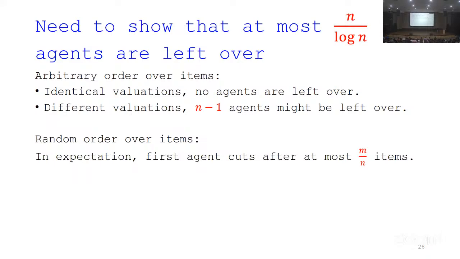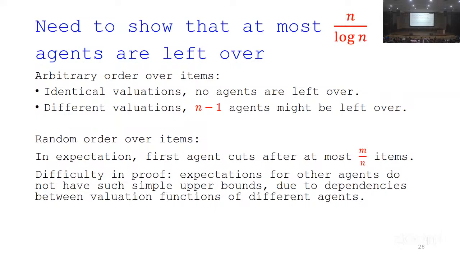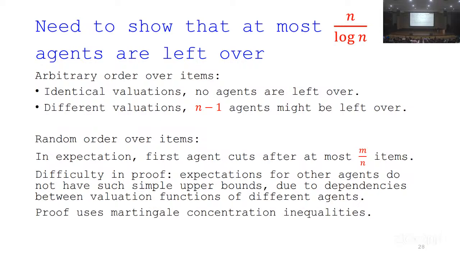And then if you look at it, for the first agent, you expect it to cut after roughly m over n items. So if you could say that this persists for the other agents, that would be easy, but there are dependencies between agents, okay? This complicates the proofs because their valuation functions might be somehow correlated. Because of this, the proof becomes more complicated, and eventually we use some martingale concentration inequalities to show that not too many agents are left over at the end. Okay, I'll not show the proof.